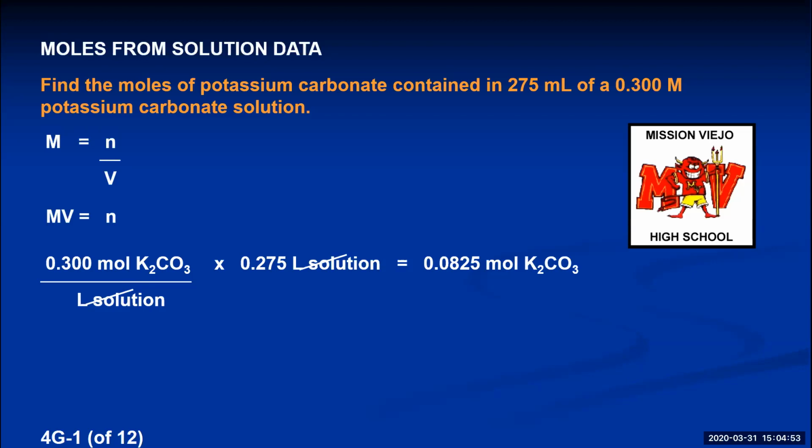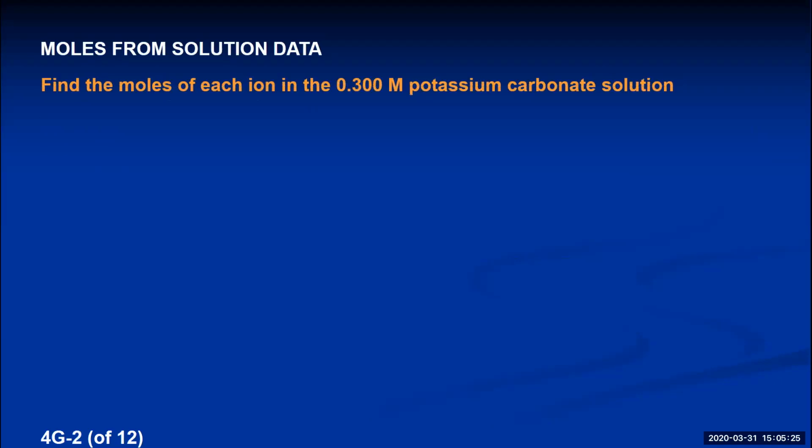So this tells us how many moles of the crystalline substance potassium carbonate you would have had to dissolve into this solution in order to make a solution whose molarity is 0.300 molar if you have 275 milliliters of it. When potassium carbonate dissolves in water, however, it's an electrolyte and it dissociates into ions. So there's going to be some potassium ions floating around in the solution and some carbonate ions floating around in the solution. And what we're going to need to be able to do is, once it's in solution, determine the number of moles of the potassium ions and the moles of the carbonate ions.